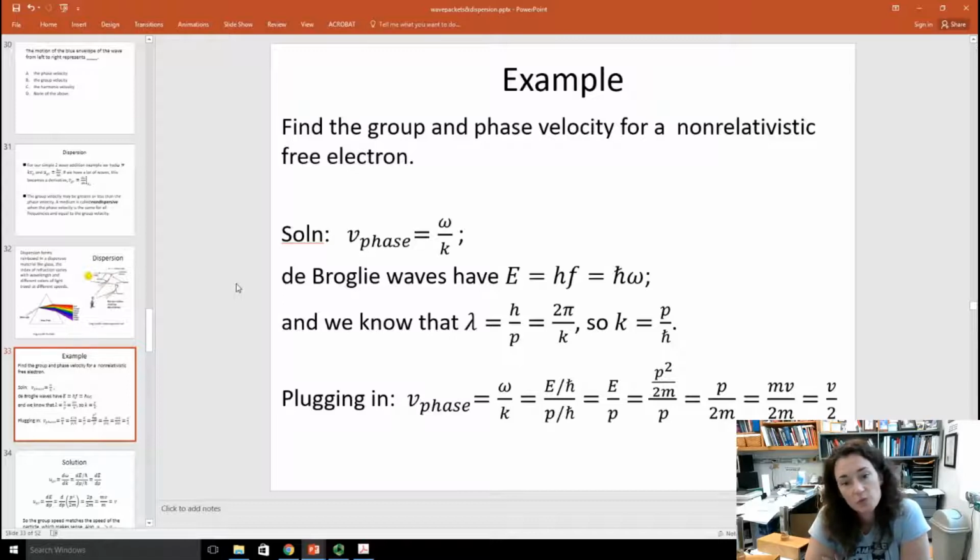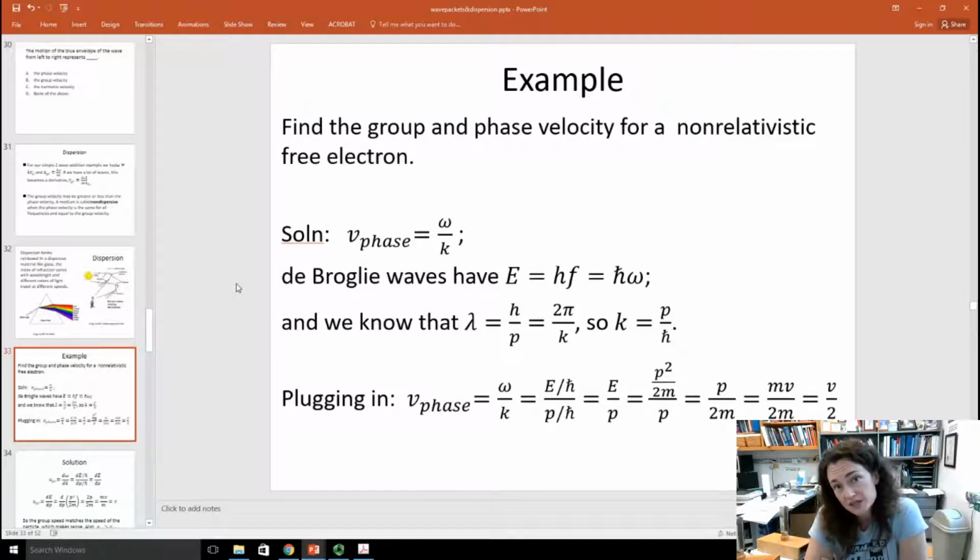So here we also know that lambda is equal to h over p, which is equal to 2 pi over k. So we can relate the wave number to the momentum directly via the relationship k is equal to p over h bar. So I can substitute into my phase relationship omega over k my values for E and p. So omega over k is equal to E over h bar divided by p over h bar. Now the h bars cancel out and that leaves E over p.